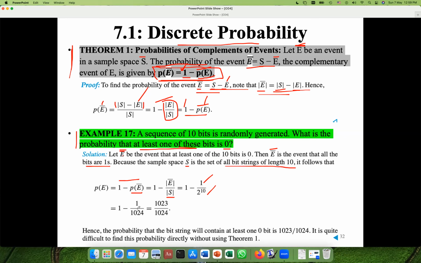Now calculate it: 1 minus 1 over 1024, which gives 1023 over 1024. If you can simplify it further, it's okay; if not, no issue. So this is the final value of the probability of E, the probability that you will get at least 1 one in 10 bits. From this equation you are calculating it easily; otherwise, it would be an issue for you to calculate this.